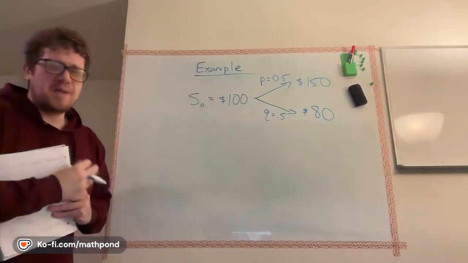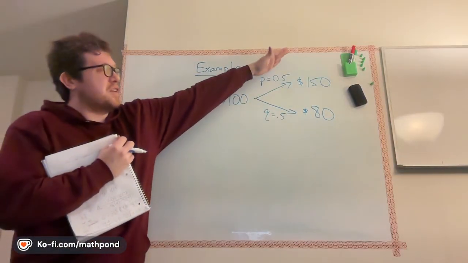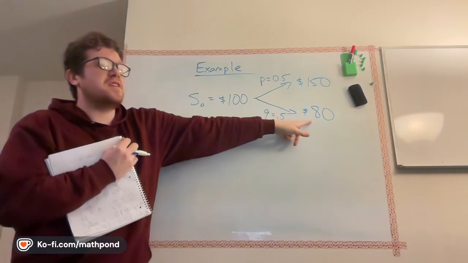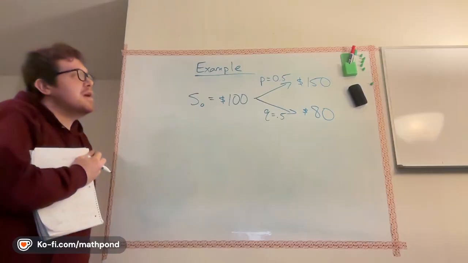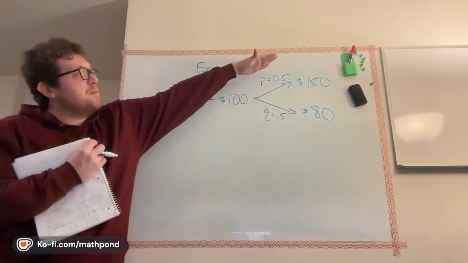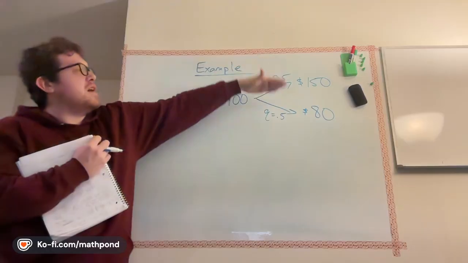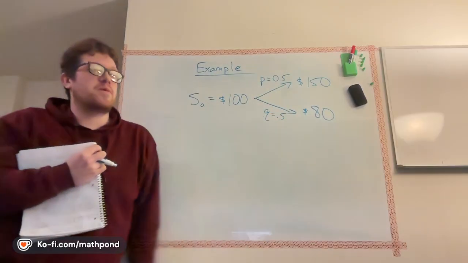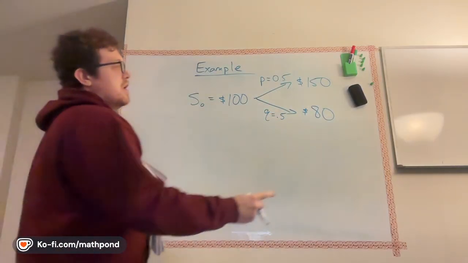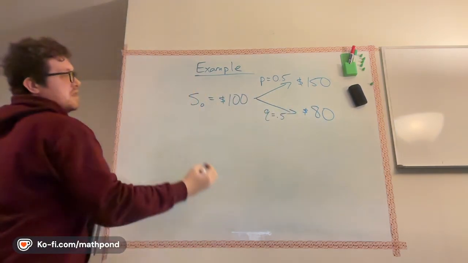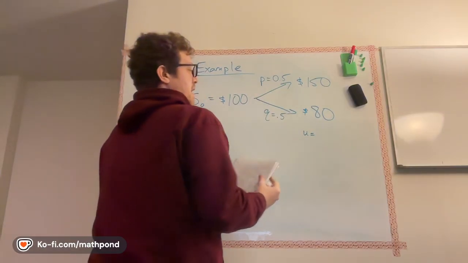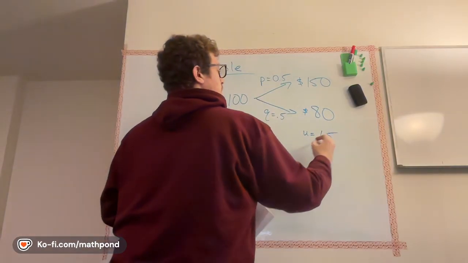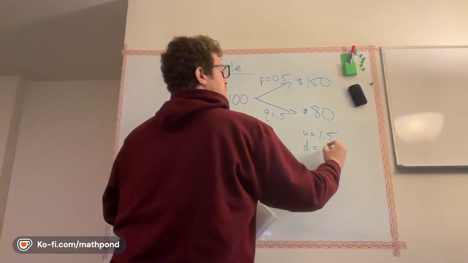So Shreve points out that a lot of the times this percent increase will be the same as this decrease, and it makes the model simpler, but there's no reason they have to be. So 50% chance it goes up by 50% and 50% chance that it goes down by 20%. So here U is actually 1.5, D is 0.8.